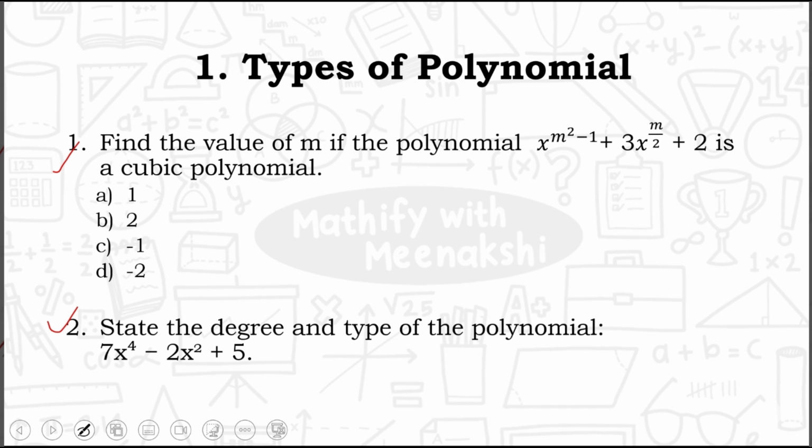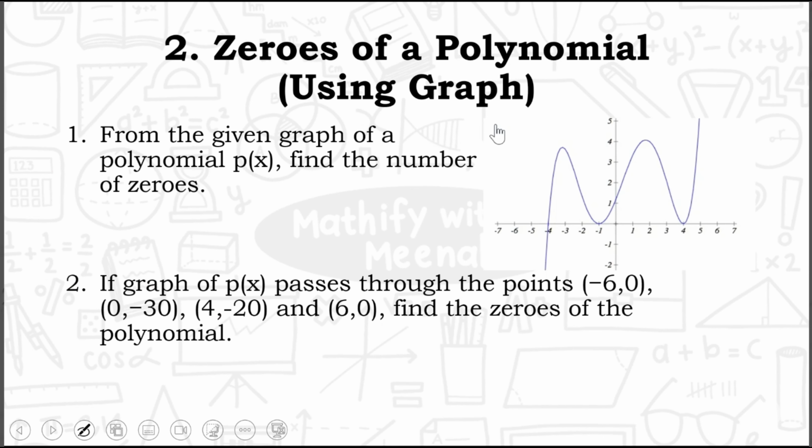Second question, state the degree and the type of the given polynomial. As I just discussed, degree means the highest power of the variable. So here it's 4, and then the type of the polynomial is biquadratic in terms of degree. Let's move to the next topic. The second topic is zeros of a polynomial using a graph. Under this topic, again I've written two questions for you.